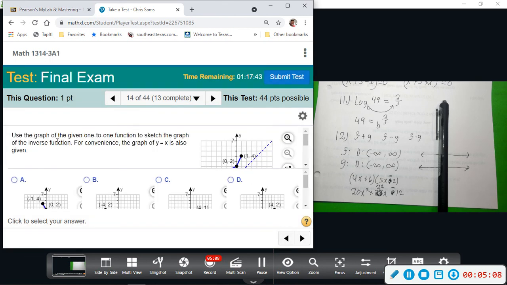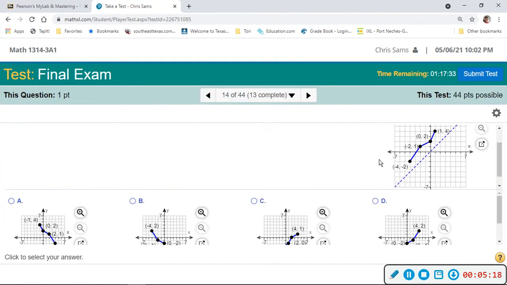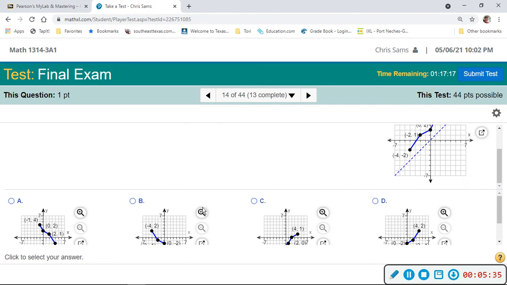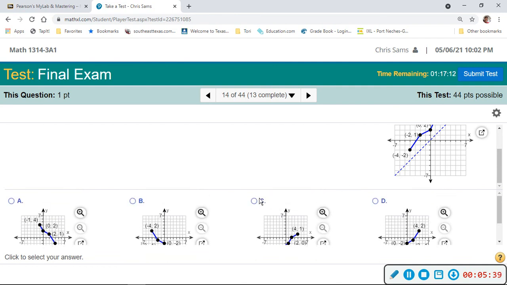Alright, 14, we want to use the graph of the one-to-one function to sketch the graph of the inverse. So kind of hard to see all of it here. This is bigger. So we have this image. We're going to flip it across the line y equals x. Basically, you're going to be changing the ordered pairs. The x and y are going to interchange. So instead of 1, 4, I would have 4, 1. And if I look at these options, C is the only one that gives me the 4, 1. That would be the mirror image of flipping this graph across, and will give us our inverse.